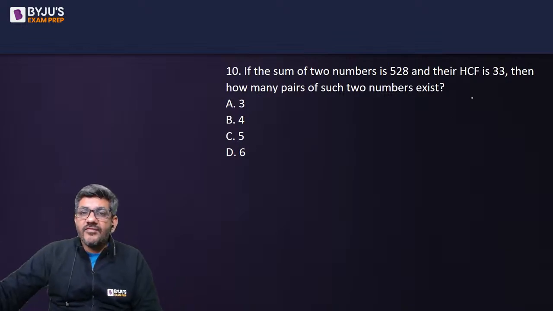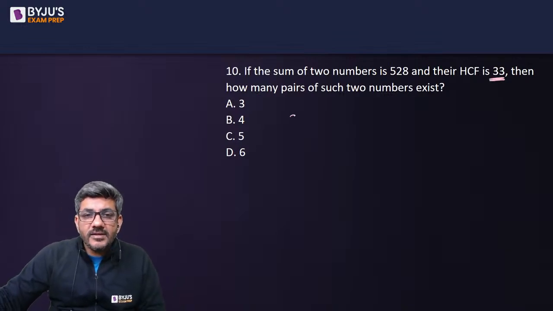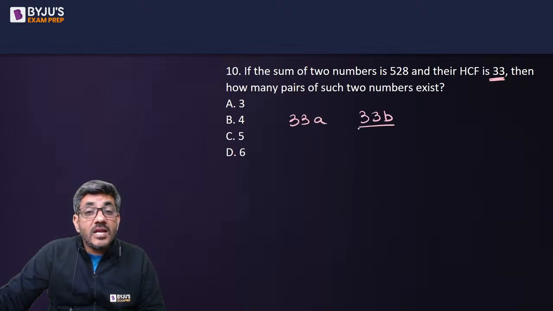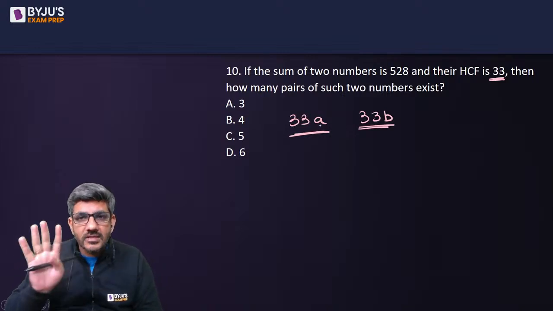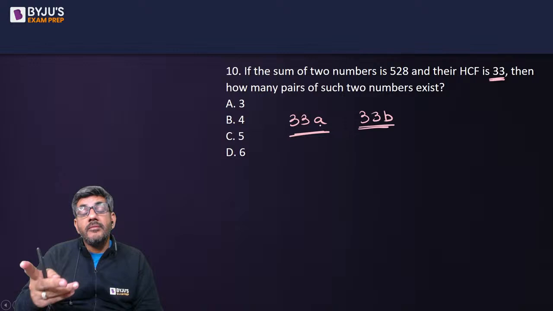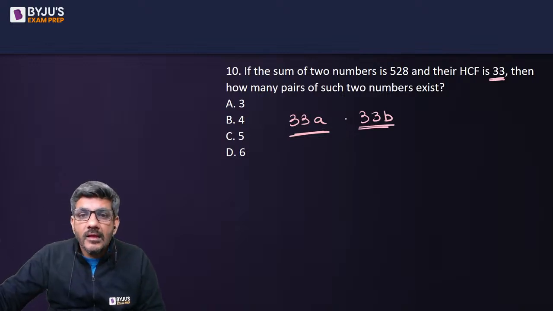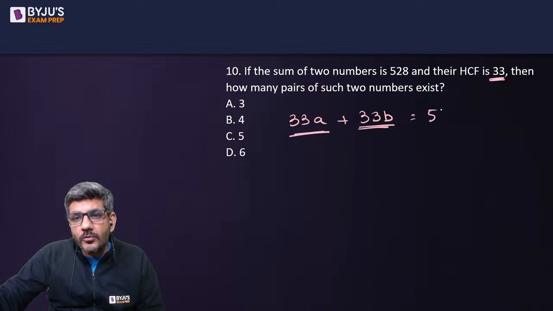See, if the HCF of two numbers is 33, the numbers can be assumed as 33A and 33B. And of course, now A and B cannot have anything in common because the numbers already have 33 in common. So if A and B also have something in common, the HCF would not be 33, it would be some bigger number. And the sum is given as 528.